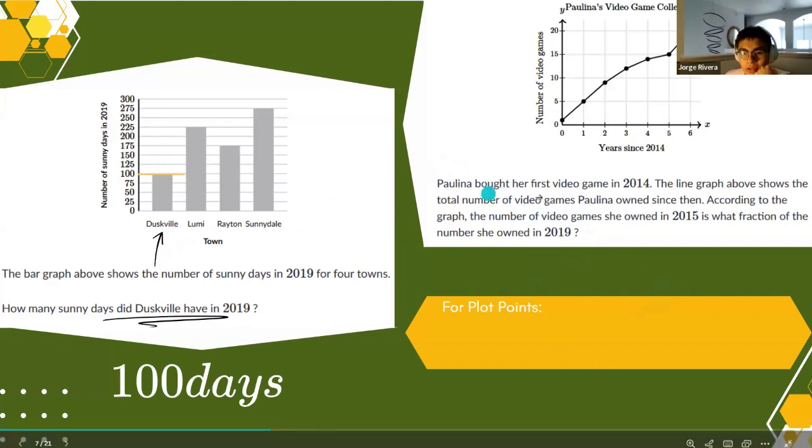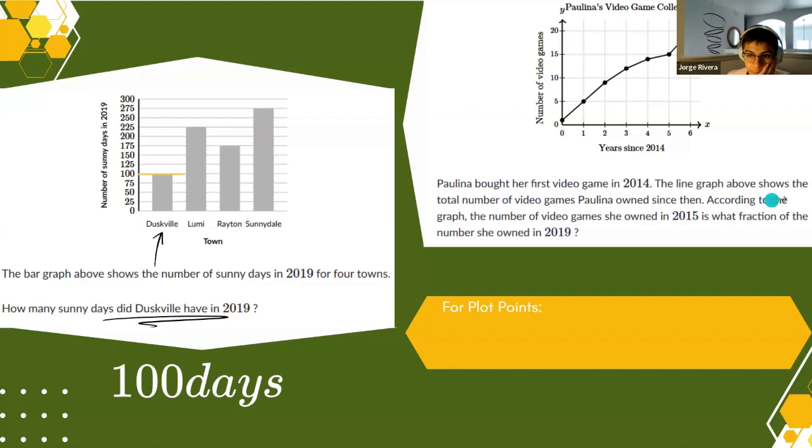So Paulina bought her first video game in 2014. So the line graph above shows the total number of video games Paulina owned since then. According to the graph, the number of video games she owned in 2015 is what fraction of the number she owned in 2019. That sounds like a lot of words, right? But what we are just doing is we can disregard this: bought her first game in 2014.